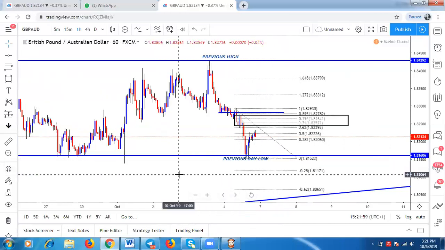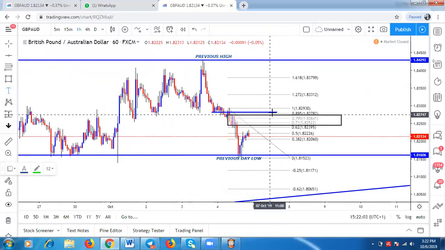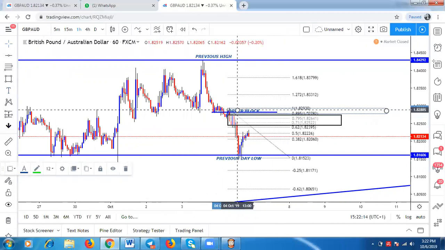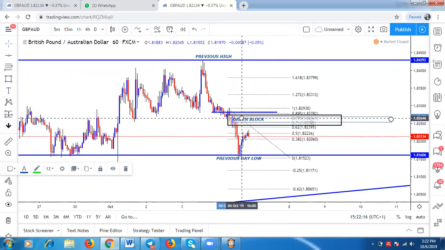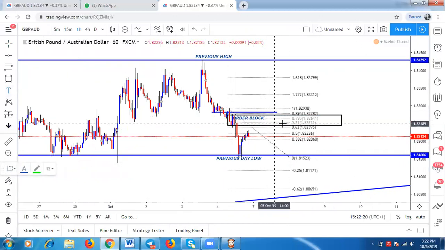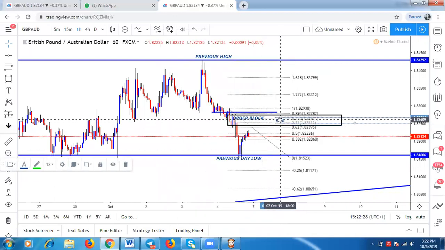Okay, so this is what we have. We have our other block here. We have our optimum entry here. Optimal entry 0.62, 0.71, or 0.795. Let's just call it OTE. So these are optimal entry.